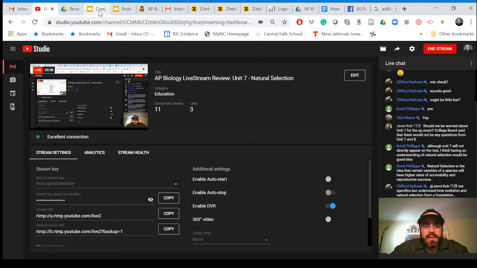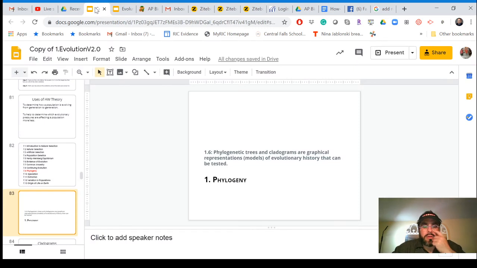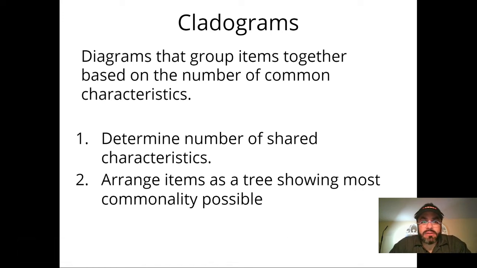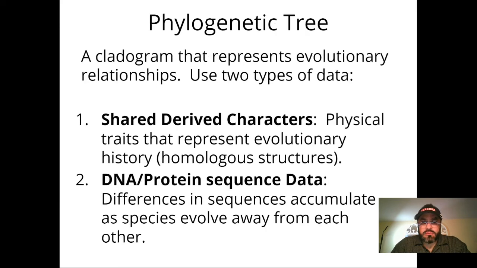Okay. Let me go on to the last little pieces right here. We're going to talk about phylogeny and phylogenetic trees and cladograms, which are graphical representations or models of evolutionary history that can be tested, and particularly cladograms can be tested. Those are hypotheses. So the last few slides here are about cladograms. This is how you put together organisms, or really items, based on common characteristics. You determine the number of characteristics and arrange them in a form that shows the most possible commonalities.